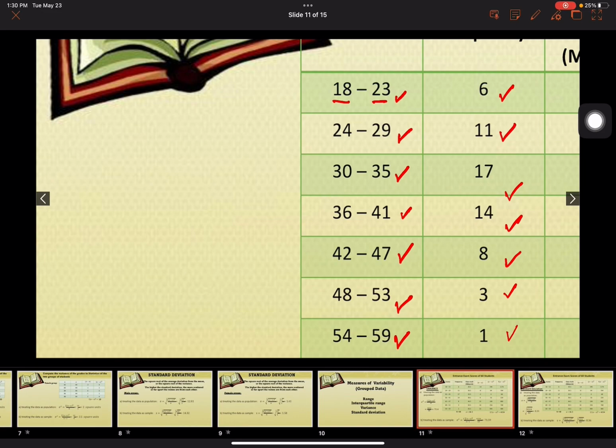Paano sinusolve si class mark or si class point? Get 18, then add it to 23, and then divide it to 2. Pag nakuha mo na yung sagot, yan yung tinatawag natin na class point or class mark. Dito ganun din, 24 plus 29 divide by 2. Kung yung sagot dito, yan yung class point or class mark and midpoint. So dito 30 to 35. So 30 plus 35 divided by 2. Yan yung class mark or midpoint.